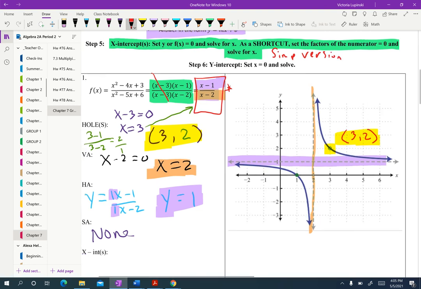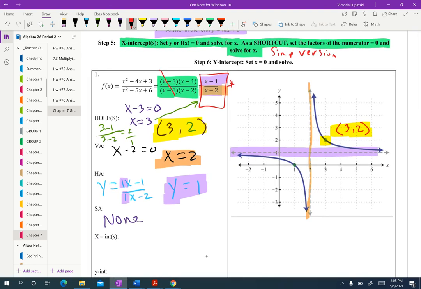So if your simplified version is x minus 1 over x minus 2, in order to find the x-intercept, you're going to set the factors of the numerator equal to 0. You're going to solve. An x-intercept should be an ordered pair. So in this case, (1, 0). And again, if you compare that to the graph, (1, 0) looks correct.